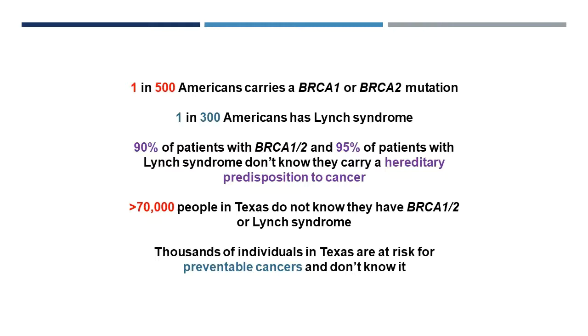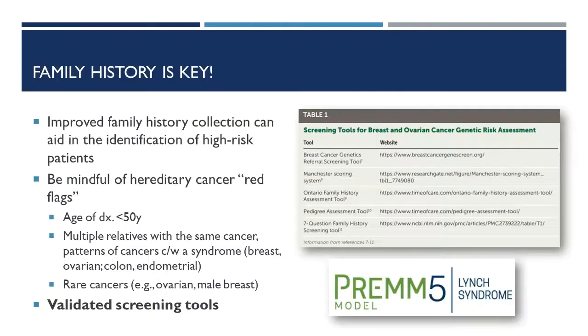So what can family medicine physicians and other primary care clinicians do to help? Family history is arguably the most essential tool in identifying patients with hereditary cancer predispositions. Clinicians should collect, review, and update a patient's personal and family history annually, being mindful of hereditary cancer red flags. Several validated screening tools have been developed to aid the identification of high-risk patients.